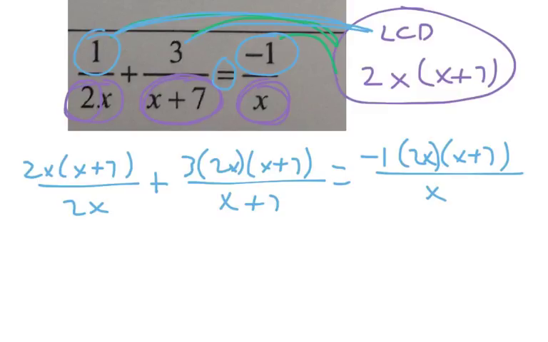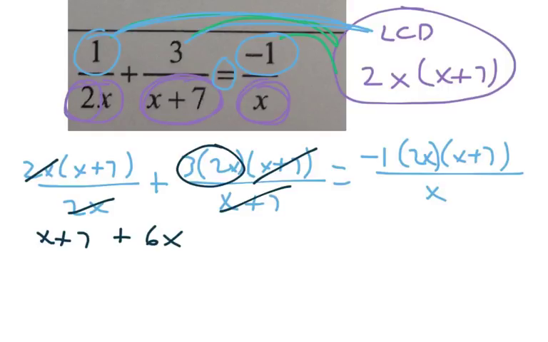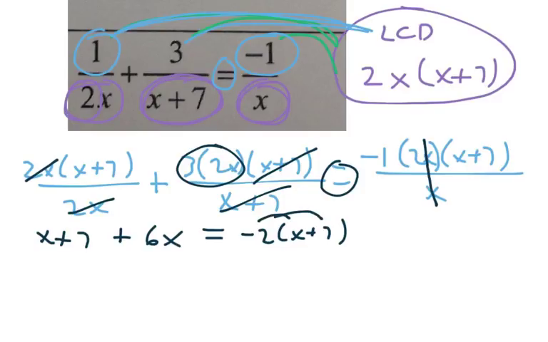So notice what happens here. 2x divided by 2x leaves us with only x plus 7. In the second fraction, x plus 7 divided by x plus 7 is 1. So all I'm left with is 6x, right? 3 times 2x is 6x. Equals. And now, notice the x's will divide to 1, so I'm just left with negative 2 times x plus 7. If it's okay with you, I'm just going to distribute that in my head, since I'm running out of room here. So that's negative 2x minus 14, correct?